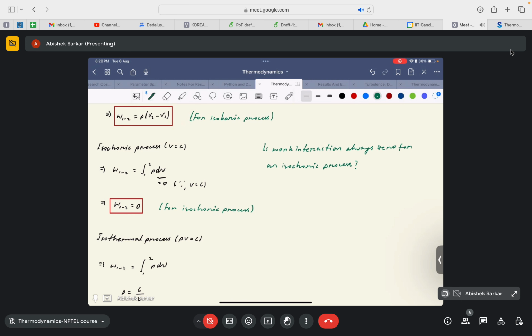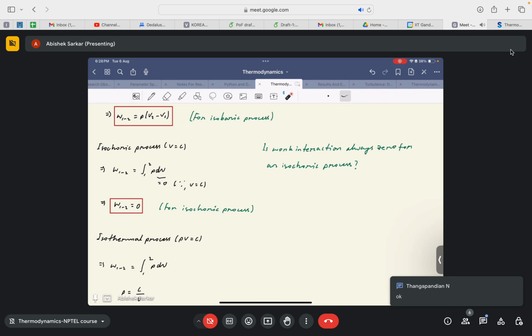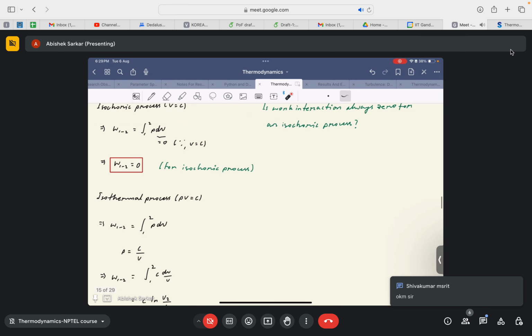I have used the terminology work interaction, and as I already mentioned, work interactions can be of different forms. There are also work interactions which do not involve PdV work. There can be shaft work, electrical work done, right? So even if the volume is constant, the other kinds of work interactions will come into picture and will give work done not equal to 0. So it does not necessarily mean that when volume is constant, we will have 0 work done. Only the displacement work or the PdV work is 0. Okay, is that clear?